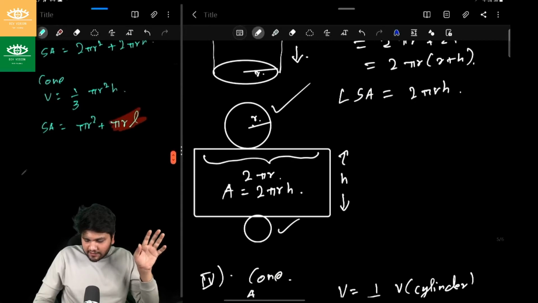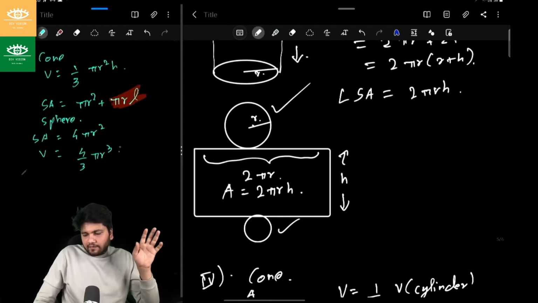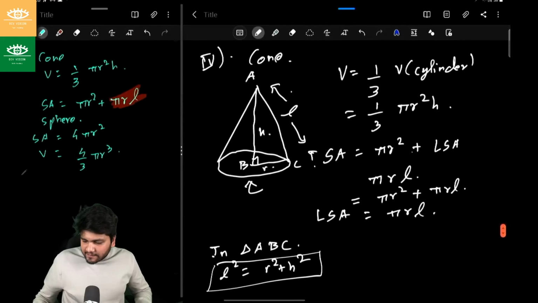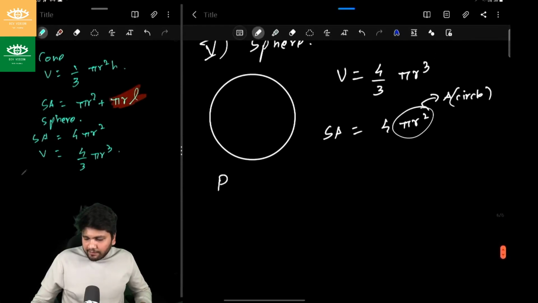Now, after this, we talked about sphere. Sphere surface area is going to be 4 pi r square and volume is going to be 4 by 3 pi r cube. Now, the tip is that I'm comparing perimeter, area and volume.